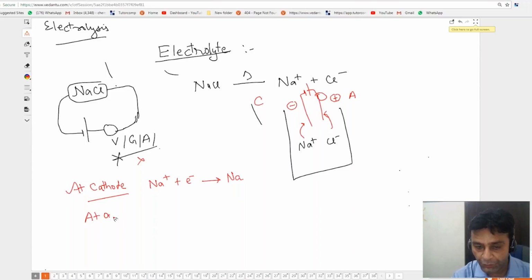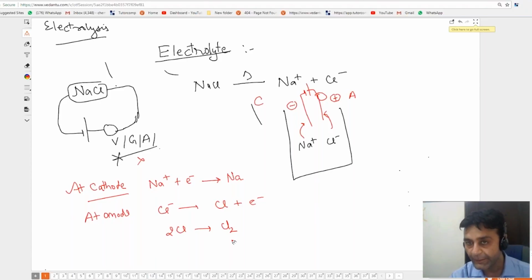And at anode, these chloride ions lose their electron and become chlorine atoms, and two such chlorine atoms combine to form Cl2. Getting me? Right. So chlorine is liberated here. So the whole phenomenon is called electrolysis.